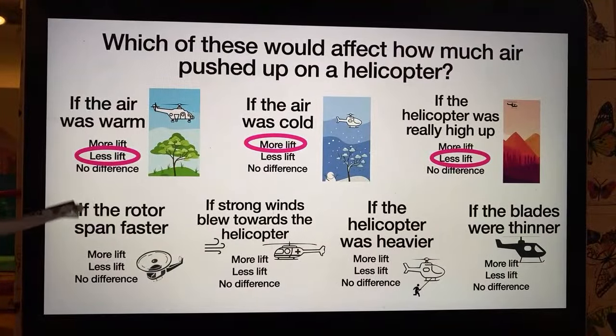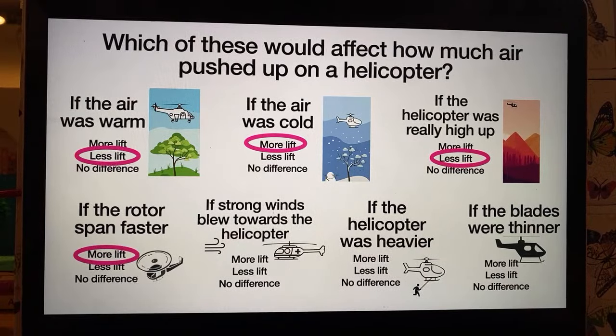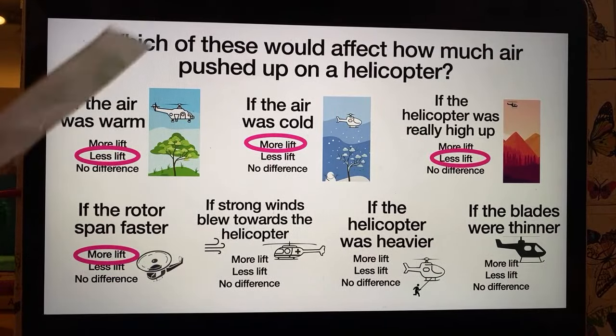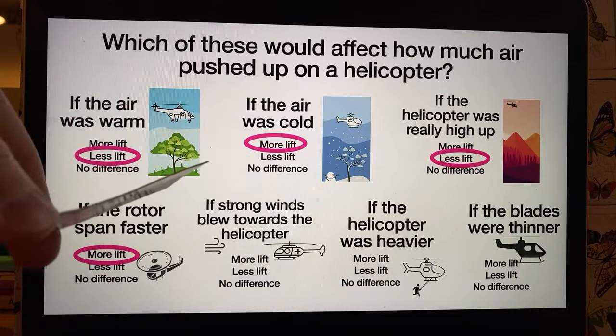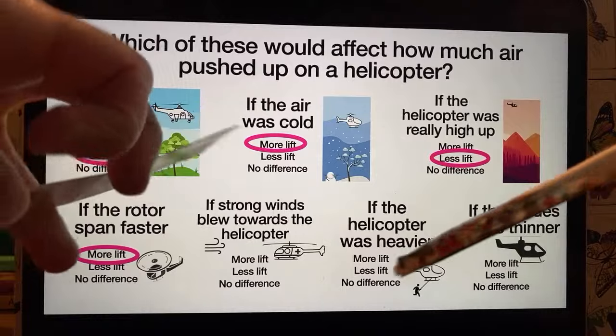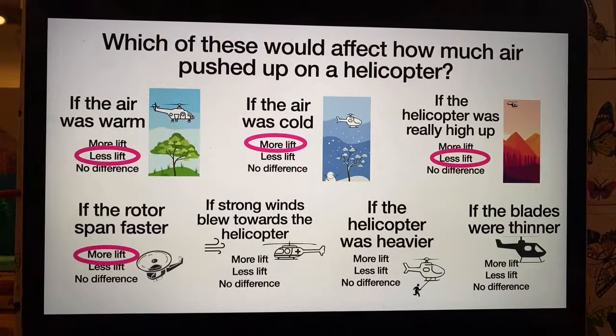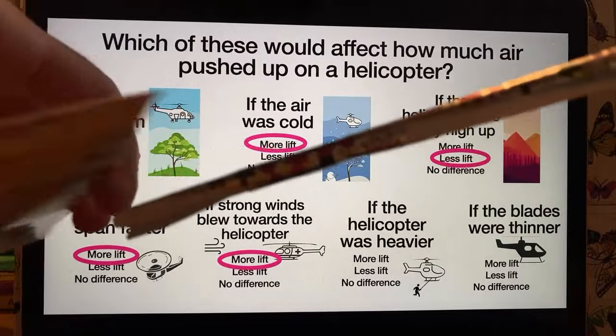If the rotor was spun faster, every time it spins, it pushes down on air particles. So if it's spinning faster, then it's pushing down on more air particles, so that would be more lift. If strong winds blew towards the helicopter, that's almost the same, as you've still got more air particles. So the rotors are spinning, loving my new little pointy stick. Air particles blowing in would put more air under the helicopter's rotors, so there's more lift as well.